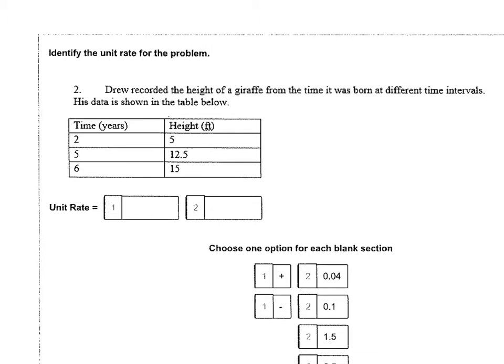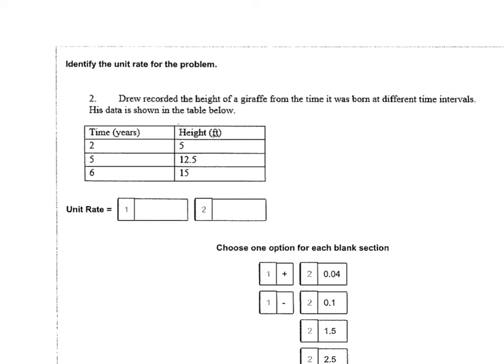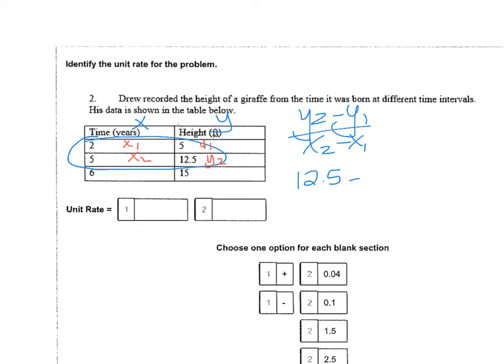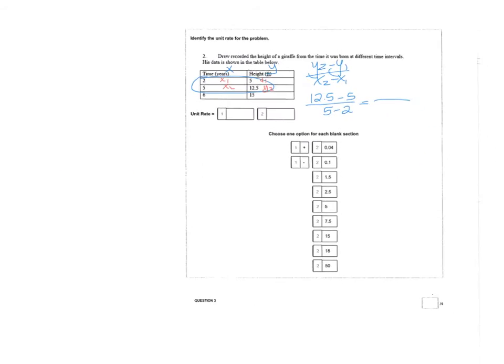Number 2, Drew recorded the height of a giraffe from the time it was born at different time intervals. So we have x and y, same thing. I'm going to pick the two smaller numbers, and I'm going to use the slope formula. So y2 minus y1 over x2 minus x1. So I've got x1, y1, x2, y2, and I'm going to set this one up, and you can solve it. 12.5 minus 5, 5 minus 2, get your answer, and then you'll divide those.